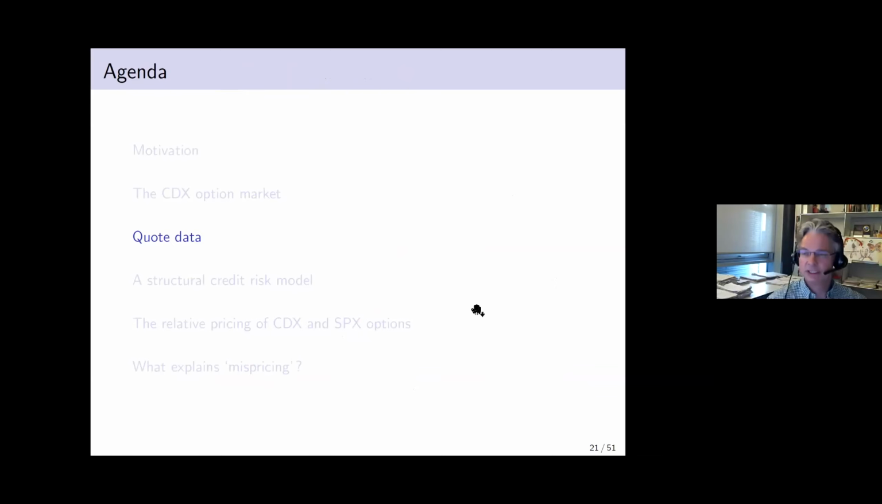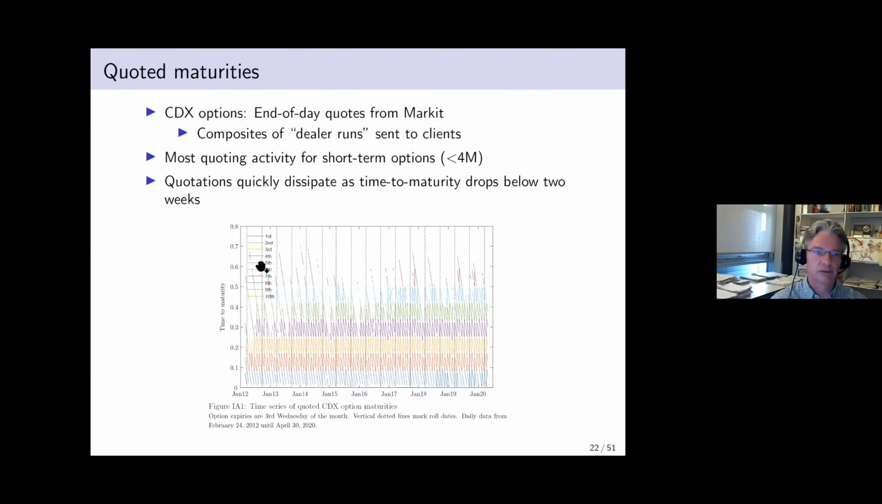So now we're going to focus on the cross section of the option implied volatilities, and we're going to rely on quote data.